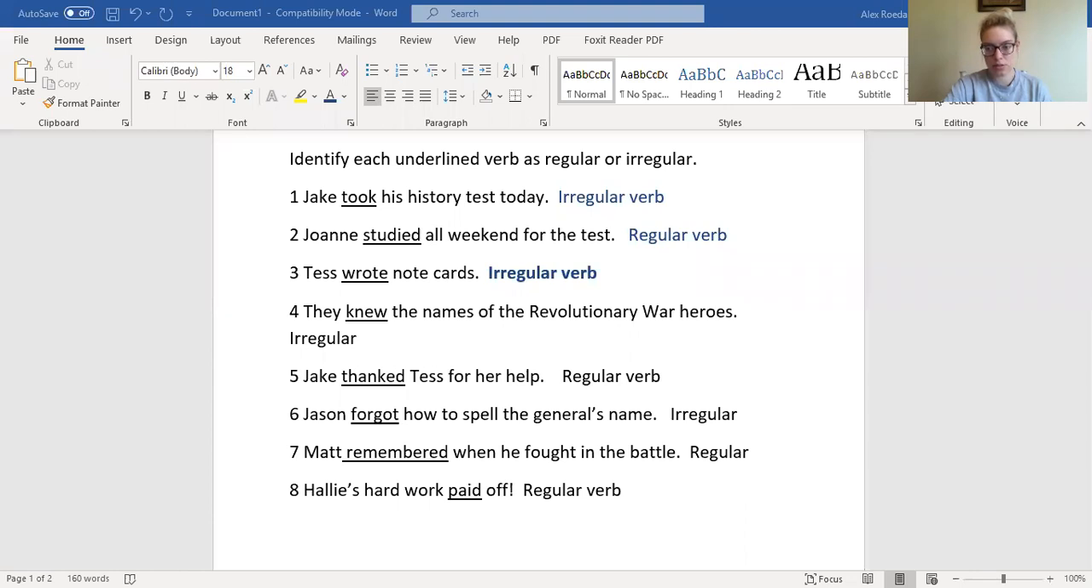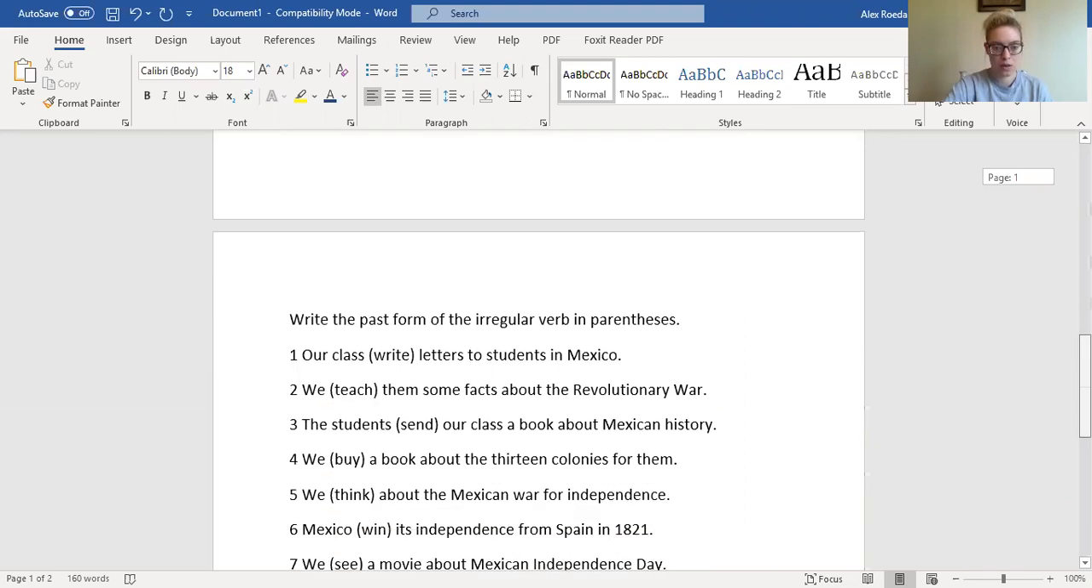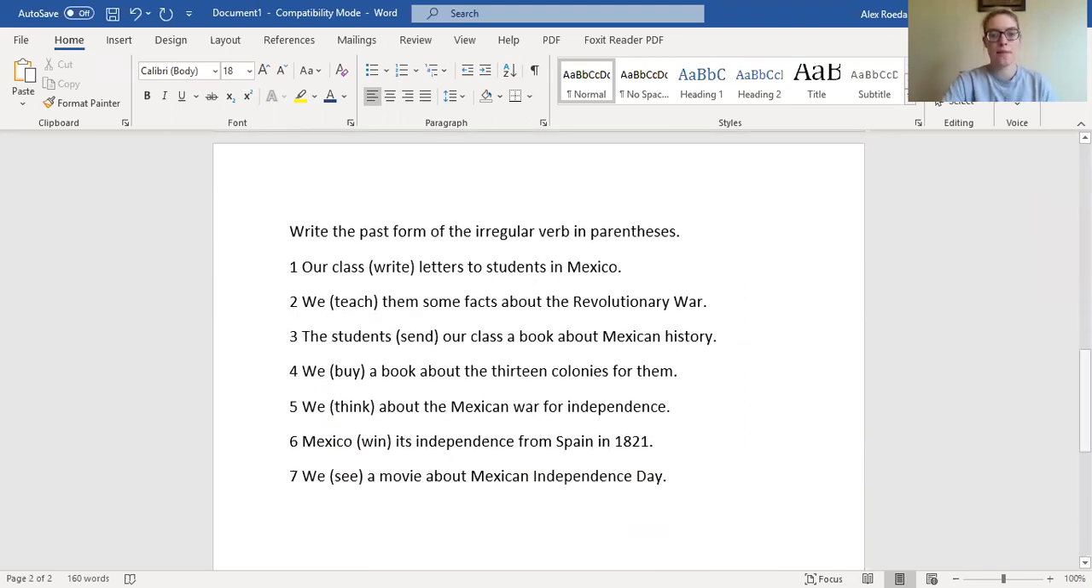Back to the other screen. Right, continuing right along. Okay, all right, so for these ones, we're just writing the past form of the irregular verb in parentheses. So these ones, we're going to take that verb that's in parentheses and turn it into past tense. Again, these are all going to be irregular, so none of them are you going to be adding ed or d. Okay, so let's look at number 1.